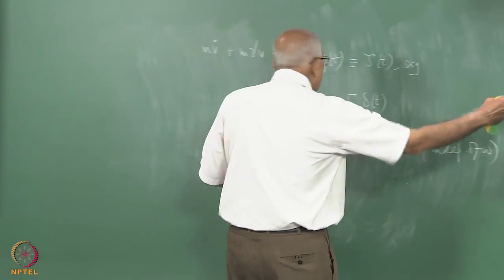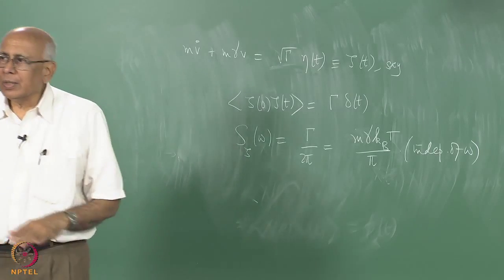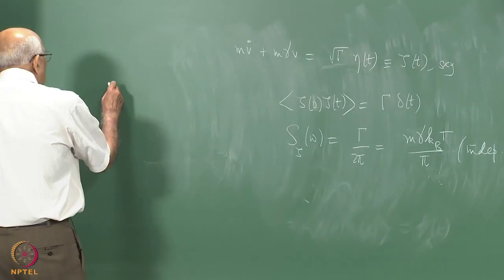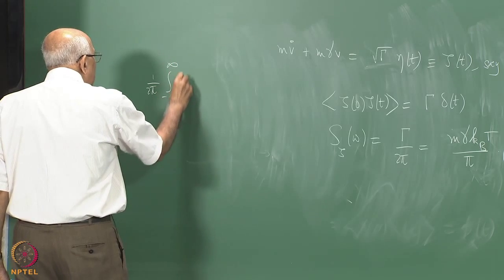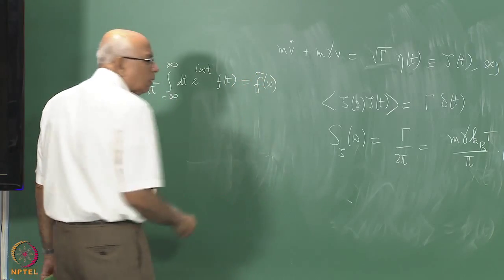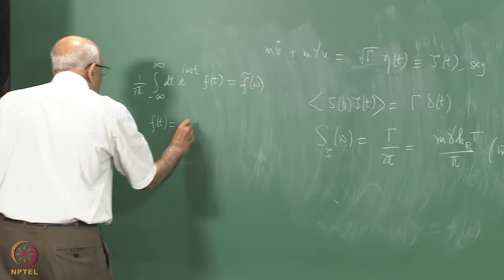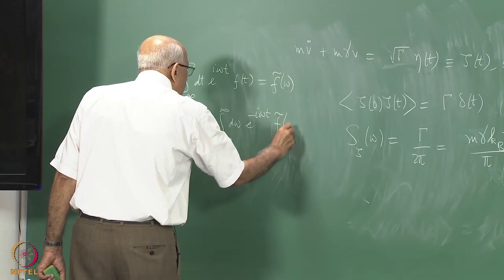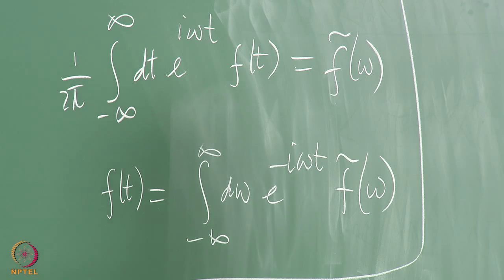Is there a connection between this and that? There should be, because there's a connection between these two variables. Now if you do this heuristically and take Fourier transforms on both sides, look at what's going to happen. By the way, our Fourier transform convention: if you give me a function of t, then 1 over 2 pi, integral from minus infinity to infinity dt e^(i omega t) f(t) equals f tilde of omega. That's our convention. So it also implies that f(t) equals the integral from minus infinity to infinity d omega e^(-i omega t) f tilde of omega. We'll stick to this convention so that these factors are kept track of carefully.